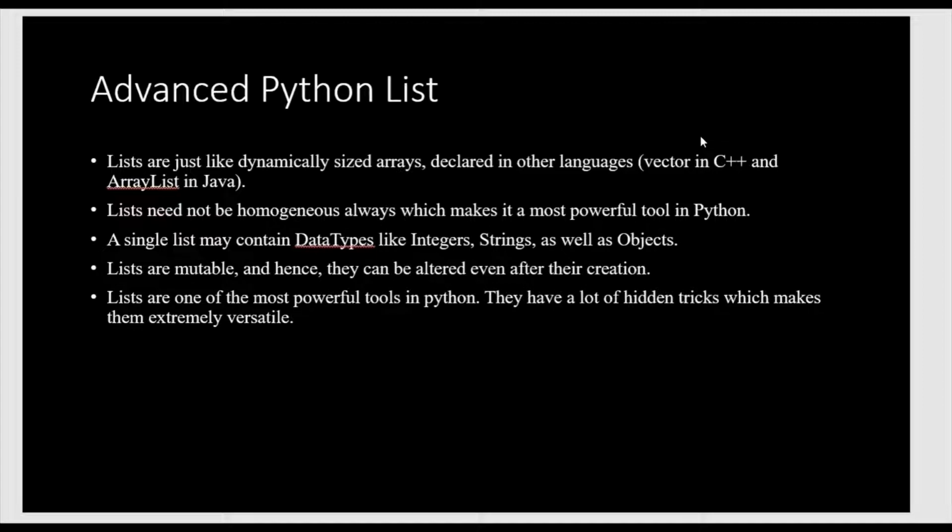Lists need not always be homogeneous, which makes them the most powerful tool in Python. A single list may contain data types like integers, strings, as well as objects. Lists are mutable, so they can be altered even after their creation. Lists are one of the most powerful tools in Python. We have a lot of hidden tricks which make them extremely versatile.